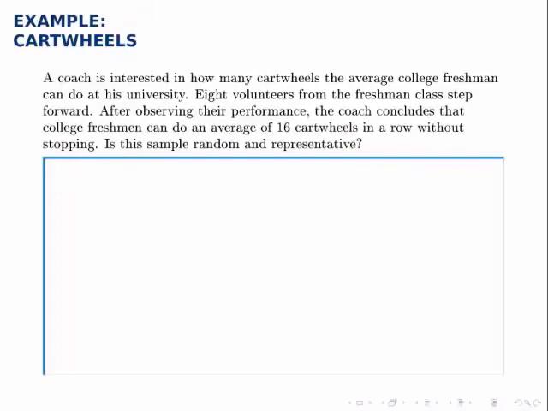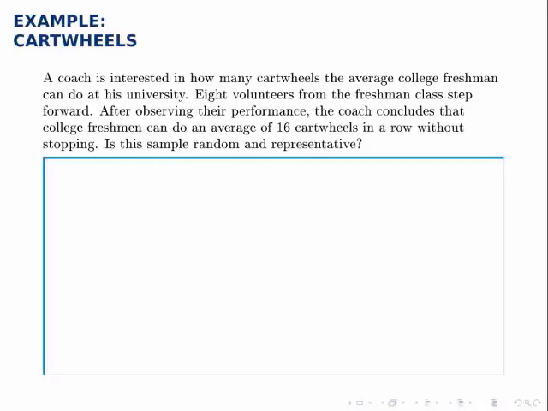This is a simple example that illustrates a way that a sample can be biased. Here, a coach is interested in how many cartwheels the average college freshman can do at his university. 8 volunteers from the freshman class step forward. After observing their performance, the coach concludes that college freshmen can do an average of 16 cartwheels in a row without stopping. Is this sample random and representative?